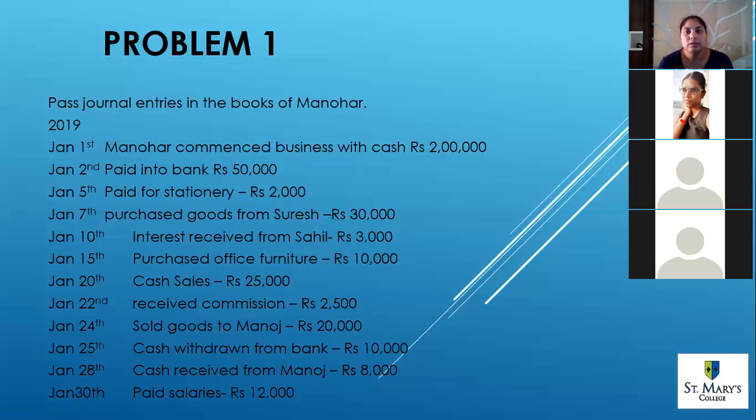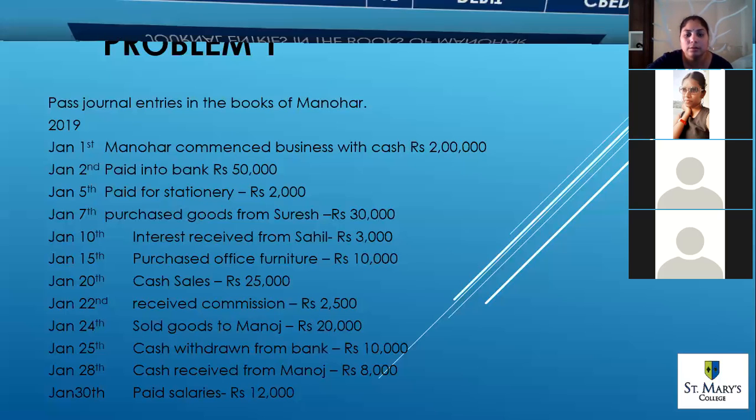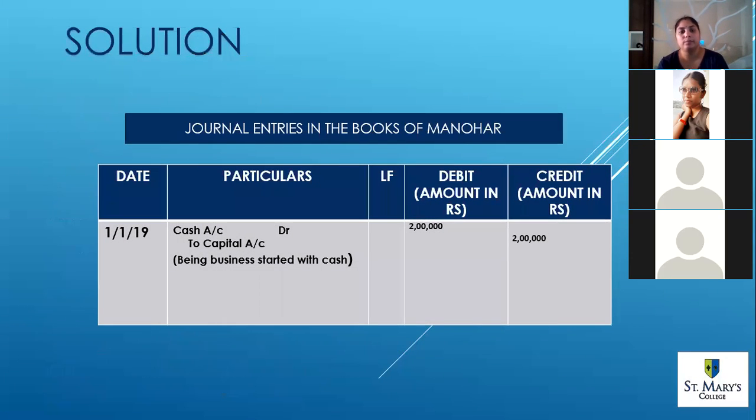So write the journal entry, January 30th in the date column. Come to the particulars column, salaries account, leave some space, write the term DR. Go to the next line, leave some space, write the term to cash account. So salaries account debtor to cash account, amount of 12,000 in both the columns, debit and credit. Then write the narration, being salaries paid. So we are done with problem number 1.